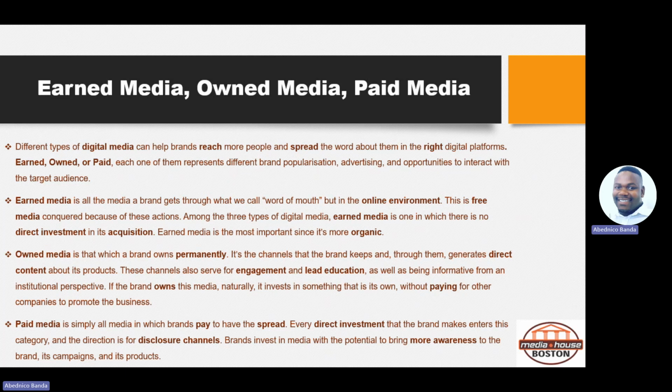Then paid media, of course, you use other people's media to reach their target audience. So this is simply all media in which brands pay to have the spread.